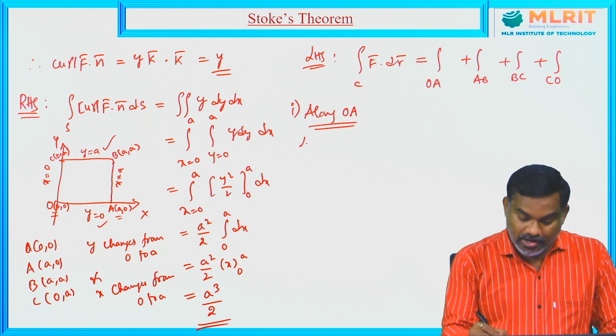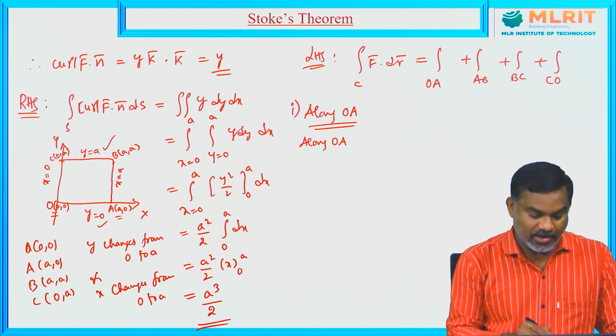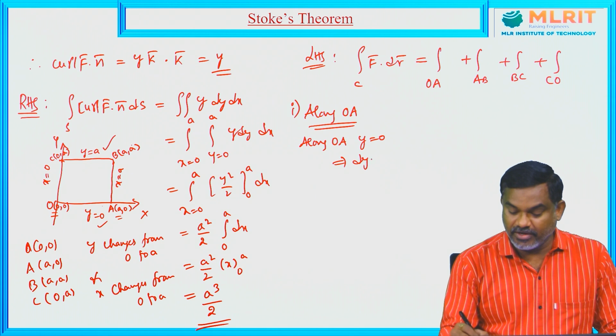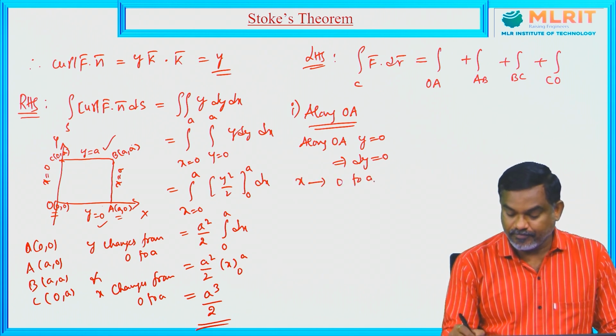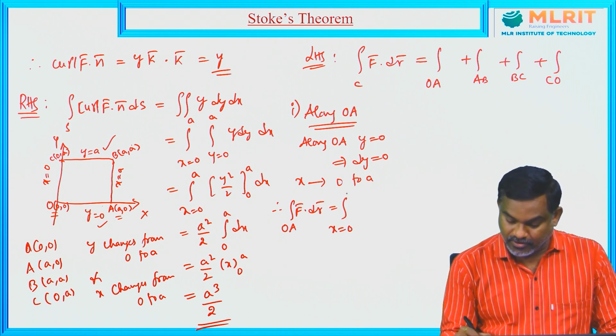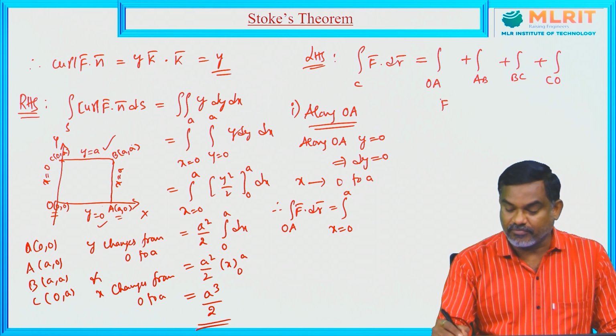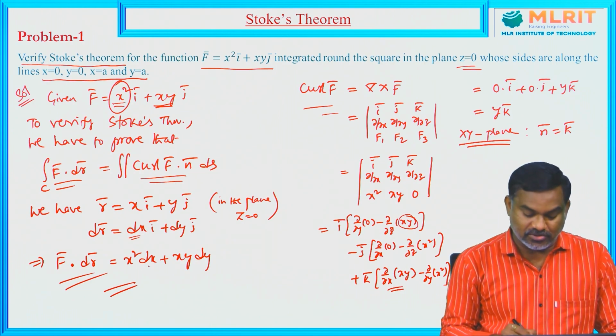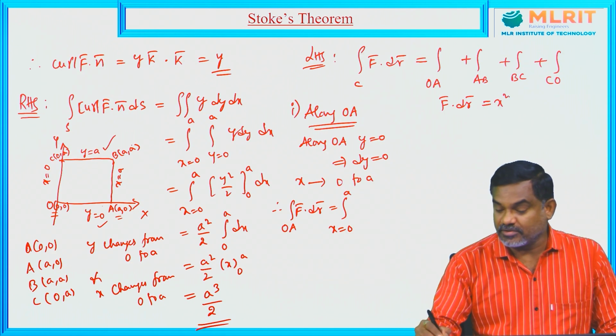Now along OA, what we can observe along this line OA is that the value of y is 0. If y is 0, then dy is 0 and x changes from 0 to a. So therefore along OA, the integral with x from 0 to a. Now what is f bar dot dr bar first? That is calculated already. f bar dot dr bar is x square dx plus xy dy.